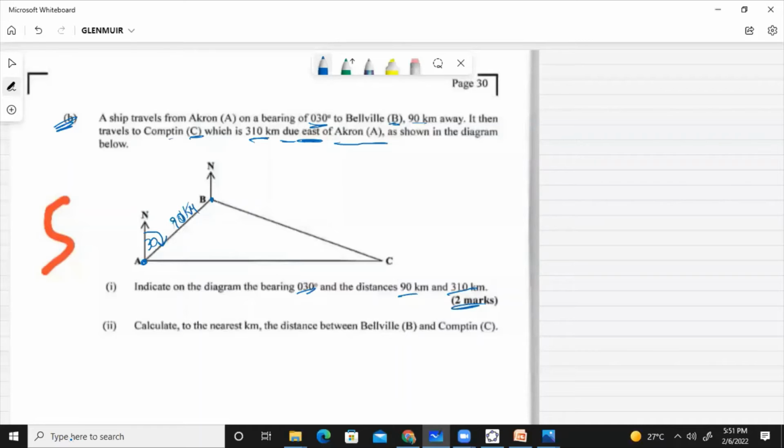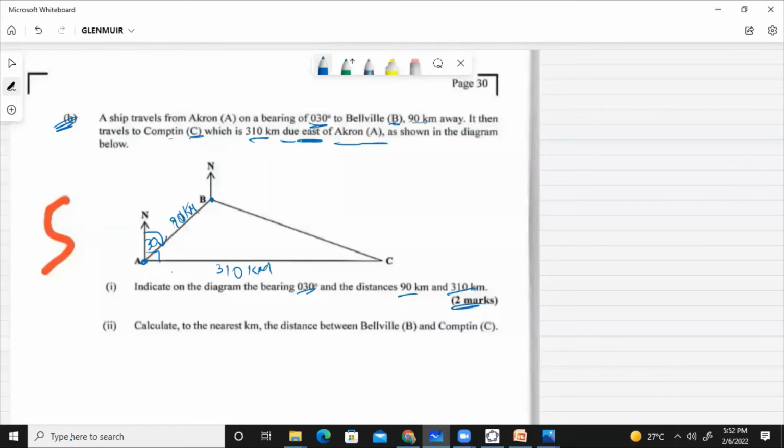And then we also got that it traveled to C. This is due east, so whenever something is due east, they're indirectly telling you that it's a 90-degree angle you're getting. Because you were told that C is due east of A, which means that there is a 90-degree here. That is the indirect thing that they gave. Also, we were told that it is 310 kilometers away.